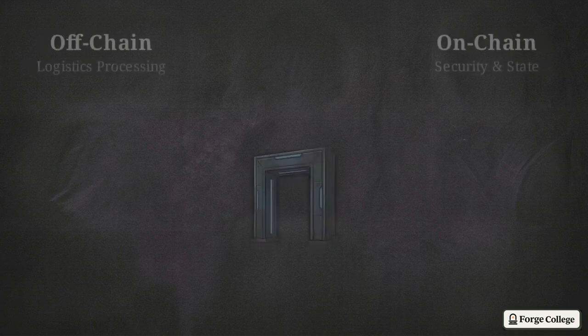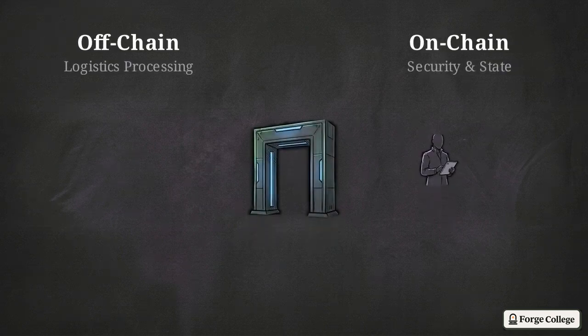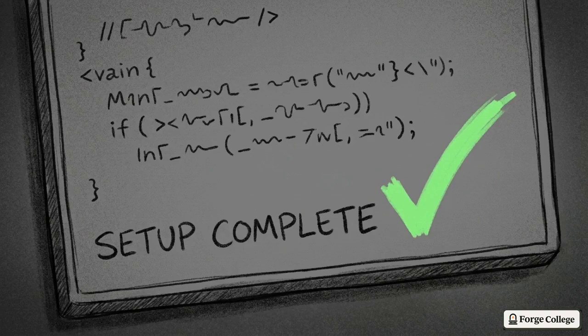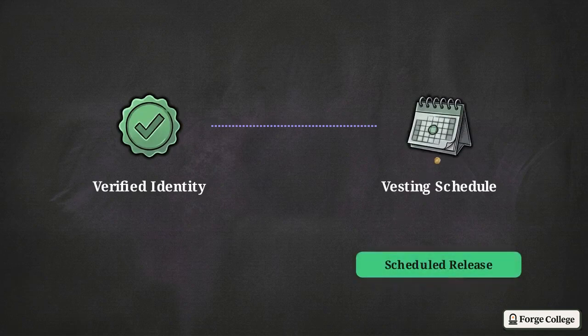By keeping the security rules on the blockchain while handling the messy logistics off-chain, we create an automated whitelist that is both safe and cost-effective. Mastering this setup is a huge milestone. It means you can confidently connect verified participants with the next steps in their journey, like receiving their tokens through a vesting schedule.